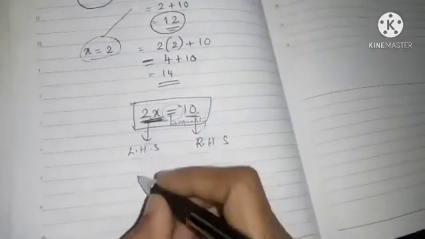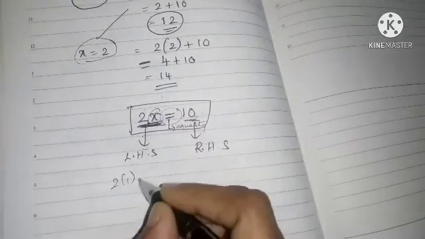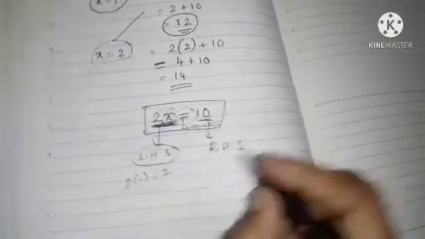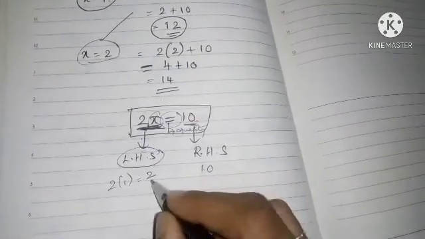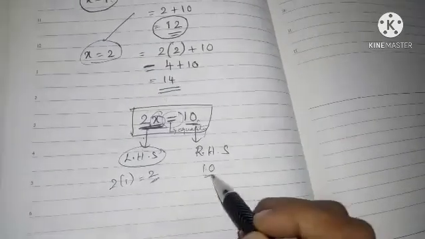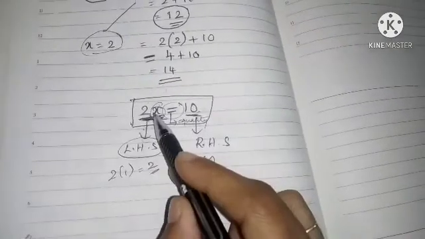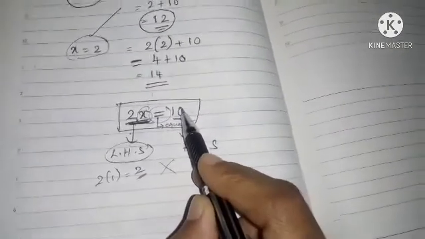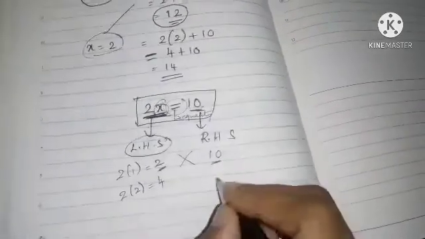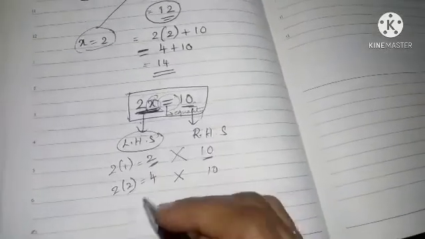When you substitute x is equal to 1, 2 into 1 you will get 2 on the LHS side, but on the RHS you have 10. Are both equal? In the LHS part you get 2, in the RHS part you got 10. Both are equal? No. So for x is equal to 1, this equation is not satisfied. Next, x is 2, 2 2s are 4, but here 10. Both are equal? No. So x is equal to 2 is not possible.